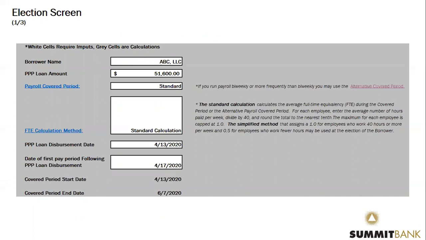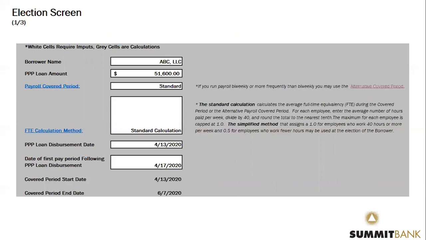So ABC LLC is our name. We got a loan for $51,600. We're using the standard payroll period. And again, we do have a glossary in that worksheet so you can look and decide which periods apply to your business and work best for you. We're also doing the standard calculation for the full-time equivalency.